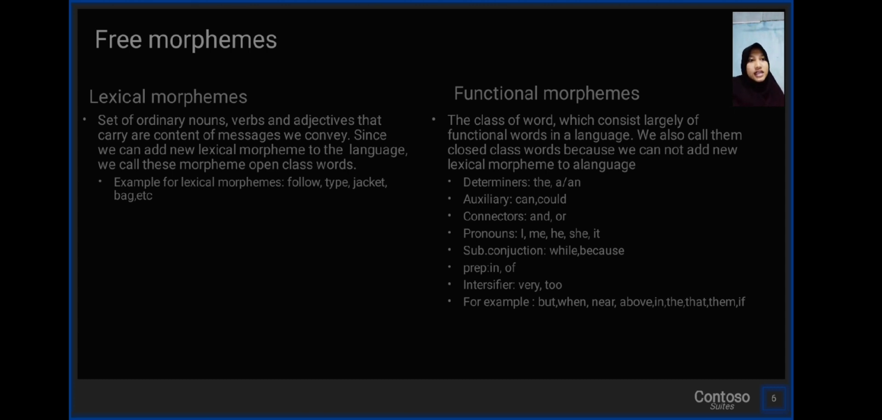For example: follow, type, jacket, bag, etc. Okay? Or in short, lexical morphemes are the actual meaning, which is a unit of verbs, nouns, and adjectives, or we can call it the vocabulary. Next is the functional morpheme.